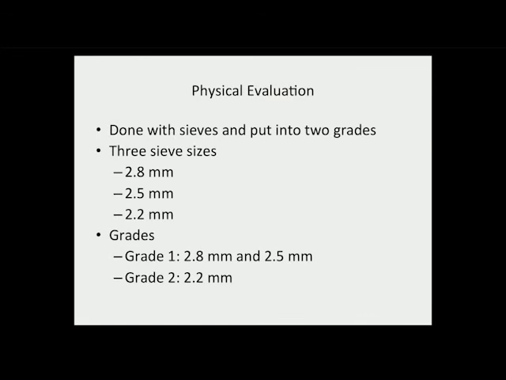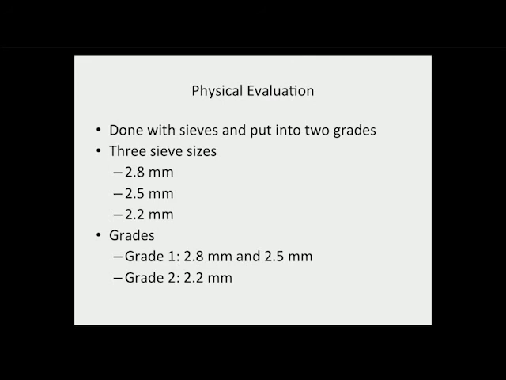So like I said before, with uniformity, we want to do a sieve test on the grain. There are 3 different sieve sizes: 2.8 millimeters, 2.5 millimeters, and 2.2 millimeters. All the grain that gets caught on the 2.8 and the 2.5 millimeter are considered to be grade 1. If it gets caught on the 2.2 sieve, it's grade 2.